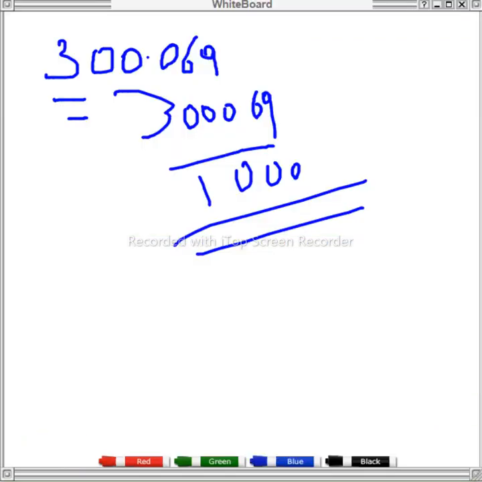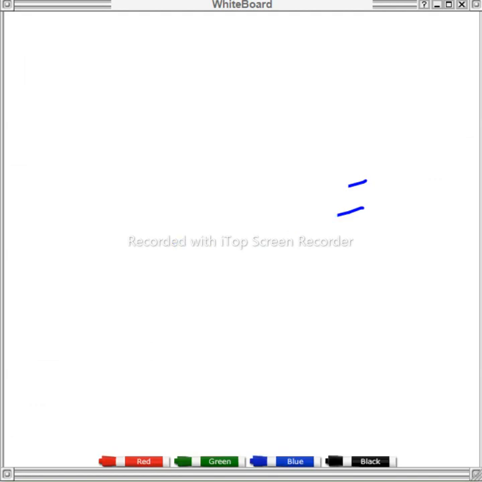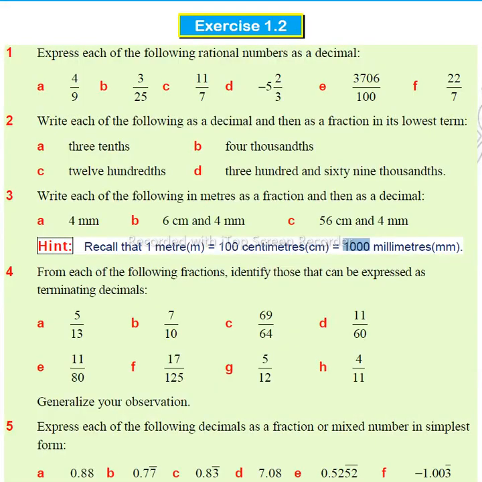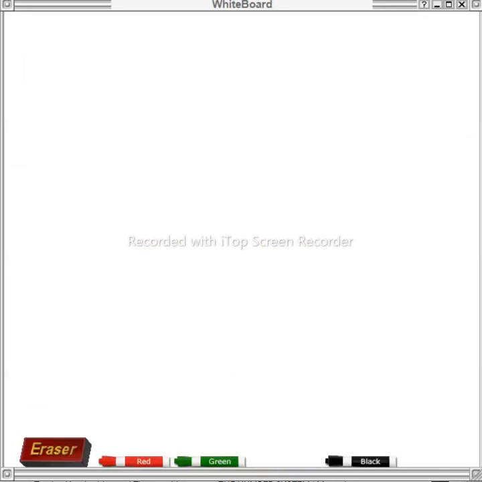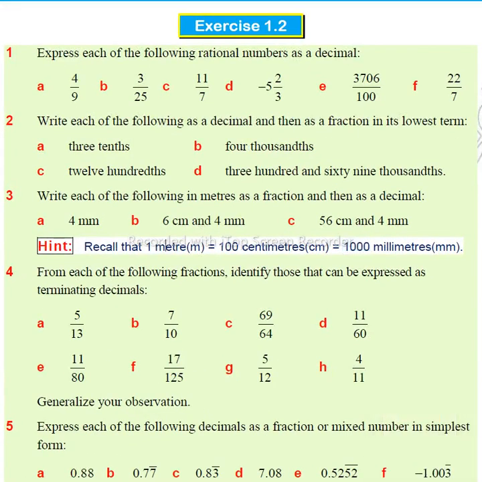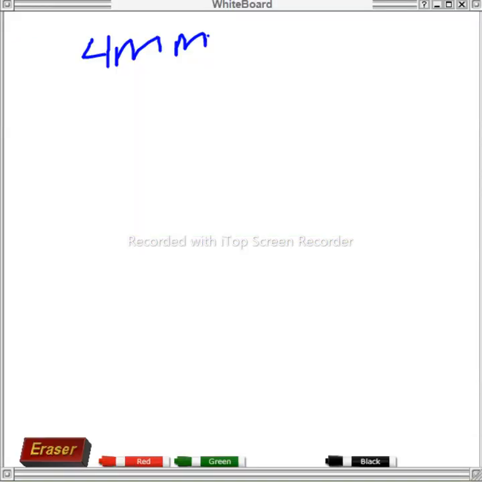When we start from A, the question under A is 4 millimeters. Let us change this number, 4 millimeters. As we said before, 1 meter is equal to 1000 millimeters. So we simply divide this by 1000 and get 0.004. When we divide 4 by 1000 we get it like this. After that we will put this number in fraction.